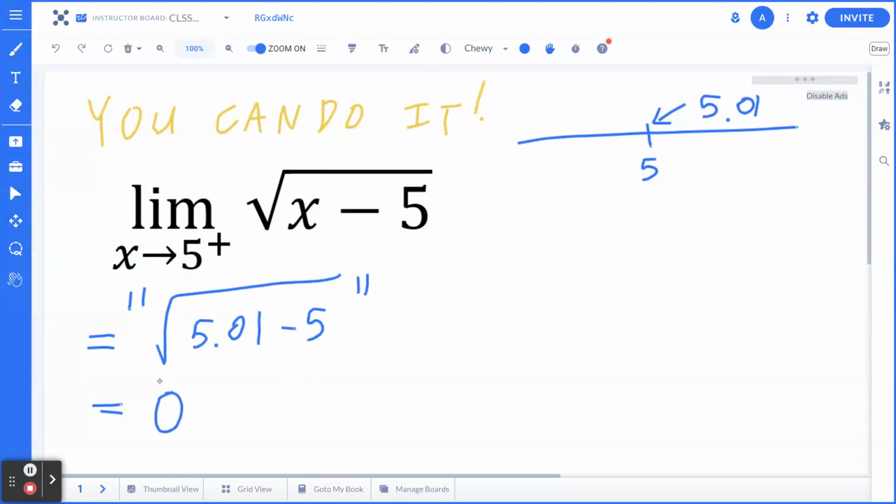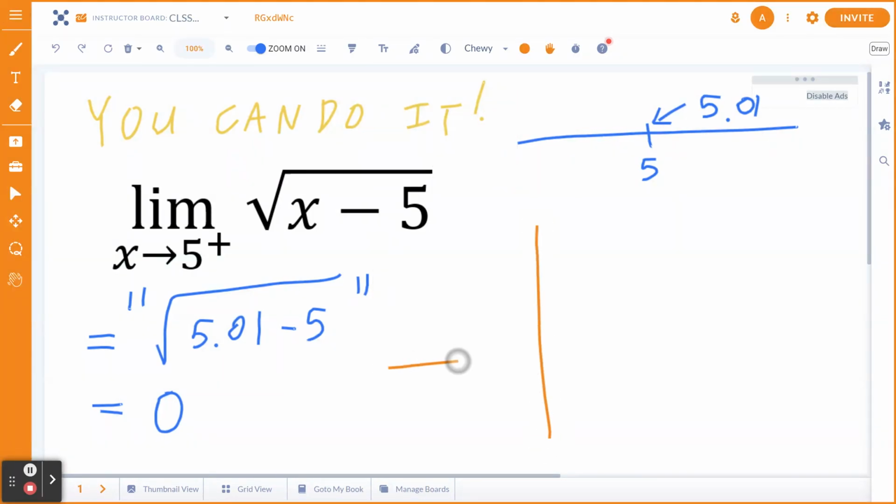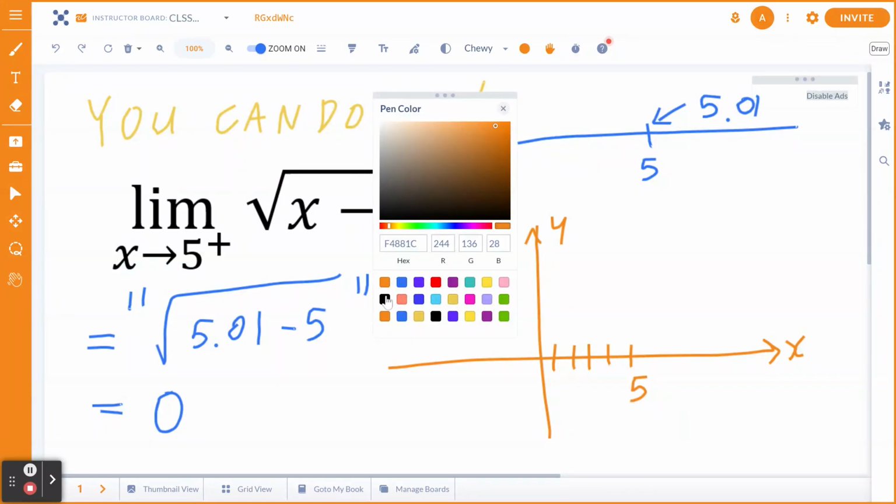Now, you might be curious and you're thinking, why can't I plug in 5? Why am I plugging in 5.01? Here's the deep dive of this example. I'm going to go straight to the graph and talk about why we're doing 5.01 instead of 5.